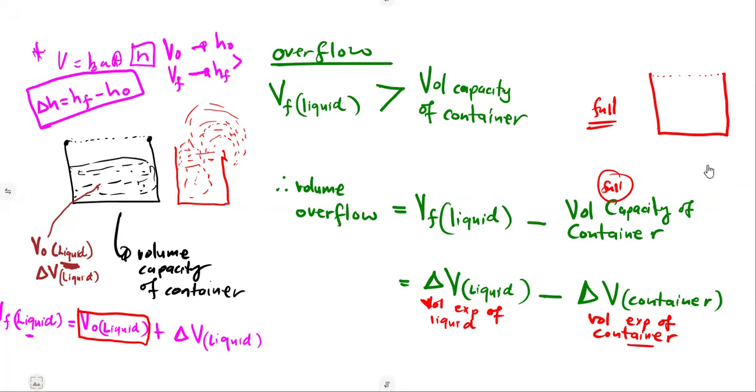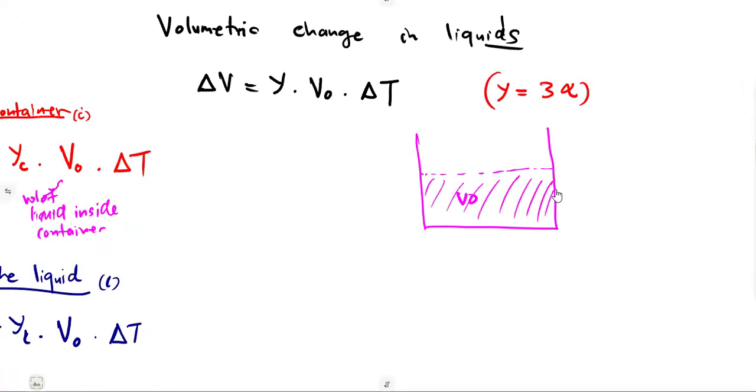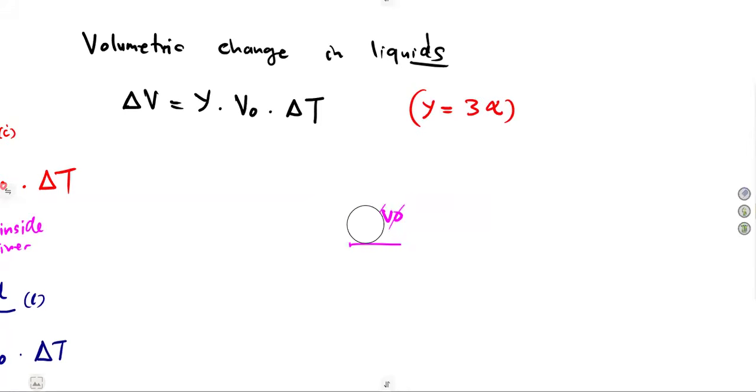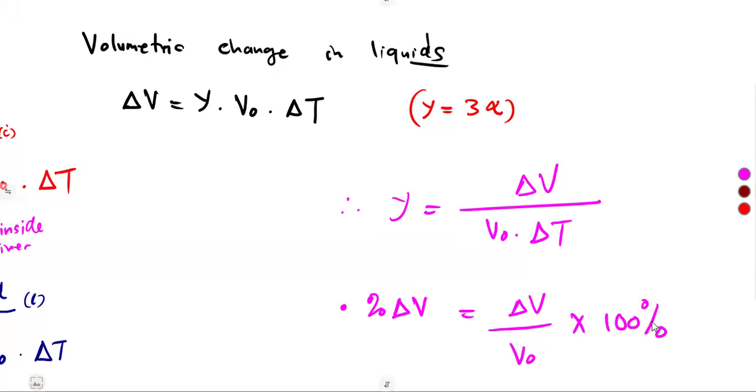And do not forget, guys, as long as you are dealing with volume, there is a change in volume. So definitely you're going to go back to this volumetric expansion. They can ask you to calculate that one, so you just make it the subject of the formula: the change in volume over the original volume times the change in temperature. They can ask about the percentage increase in volume or the percentage change in volume. So we said it is the change in volume over the original volume times 100%. Do not forget our previous classes.